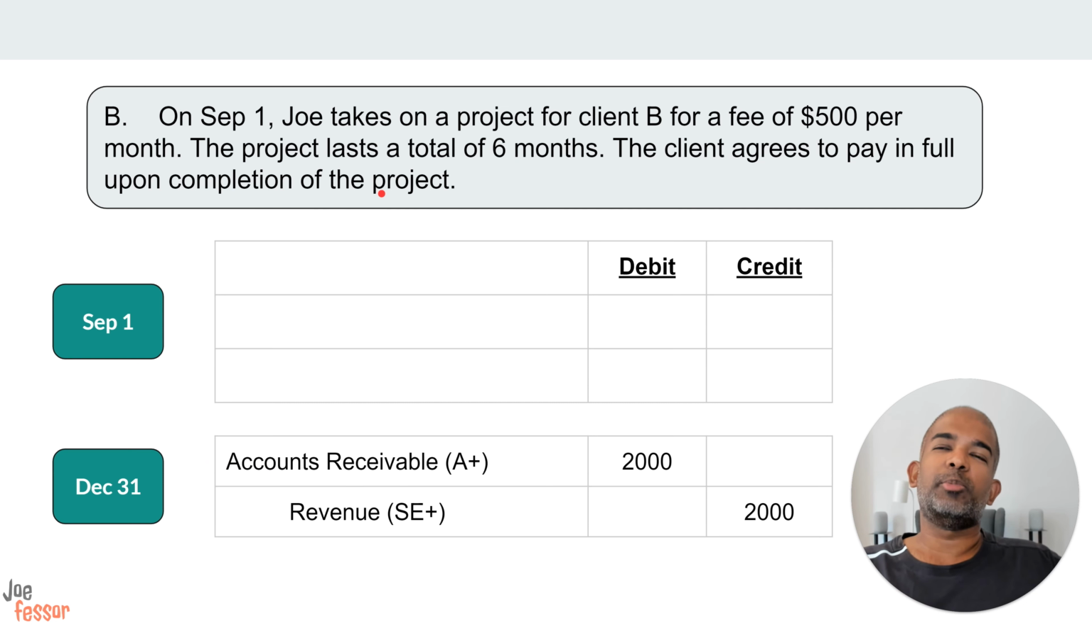So upon completion of the project at the end of February next year, Joe would receive payment of 500 times 6, he would get cash for $3,000. He would book the remaining revenue for January and February, so he would book a revenue of $1,000. He would say cash has been debited $3,000 because he's collecting cash, and he would reverse the accounts receivable, which is shown on the 31st of December. This accounts receivable will not exist at the end of February when cash is actually being collected.